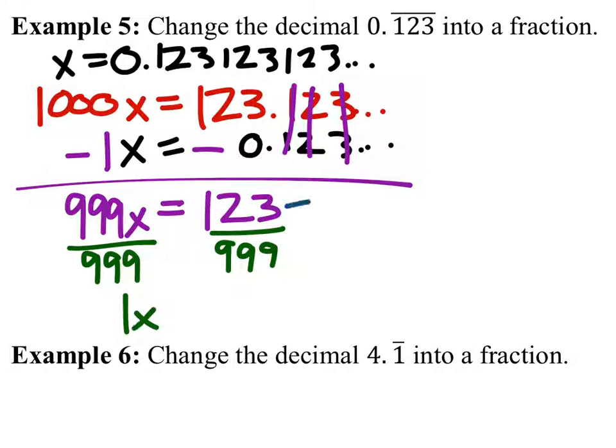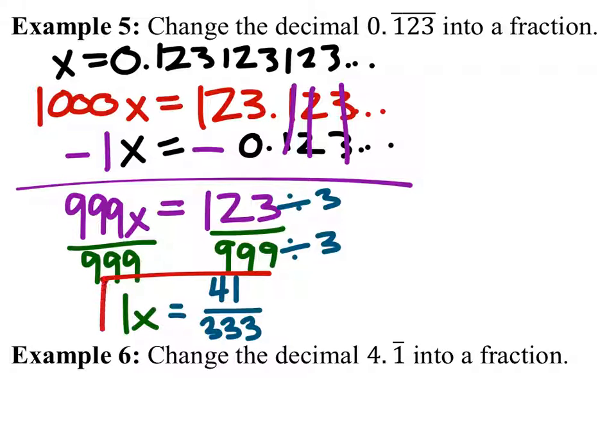But to simplify these, it looks like they're both divisible by 3. So 41/333. Bam. Now that was one method.